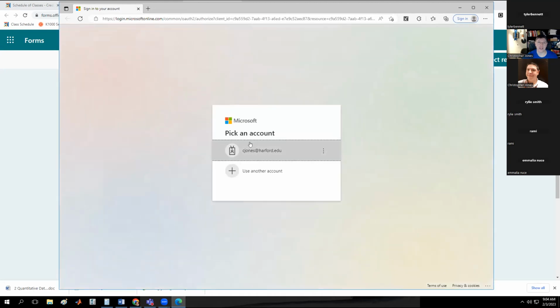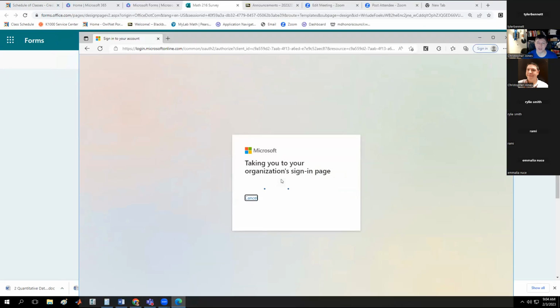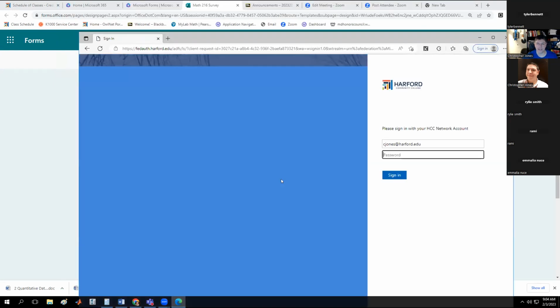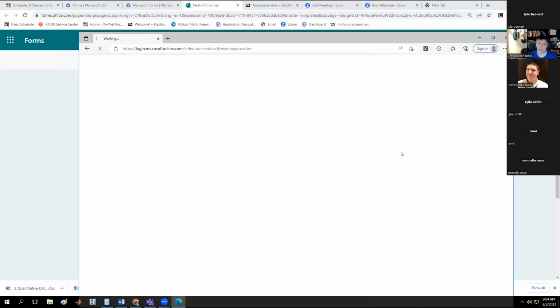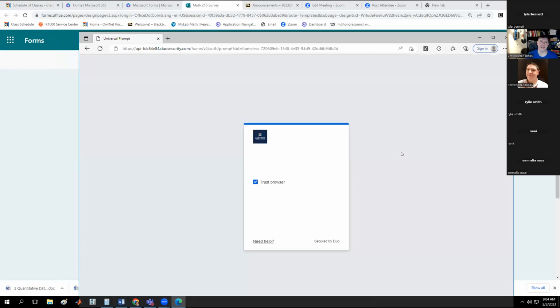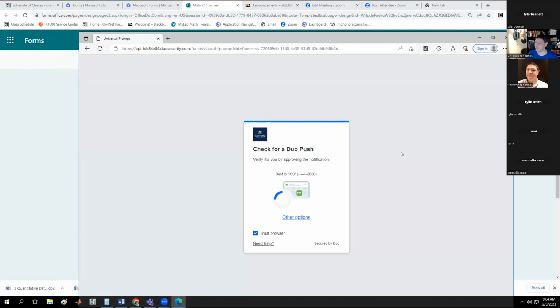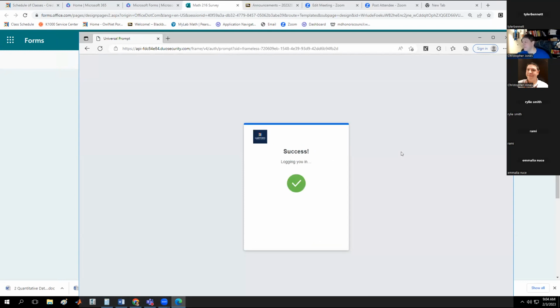All right, and it's asking me to sign into my account, which is kind of bogus because I'm already signed into my account. All right, so I'll sign into my account again. Thanks a lot. I have to sign into my own account to take my own survey. Oh, now I have to do the Duo check. Oh. Any other barriers they want to put up with me today?